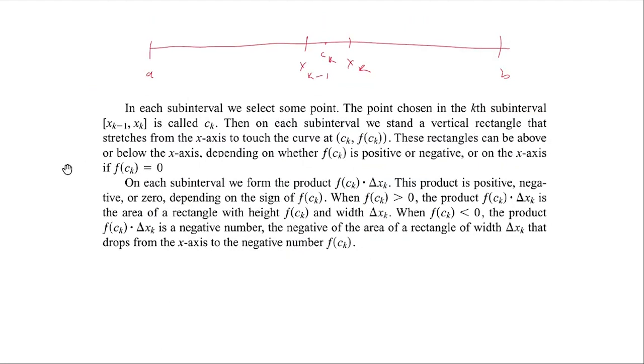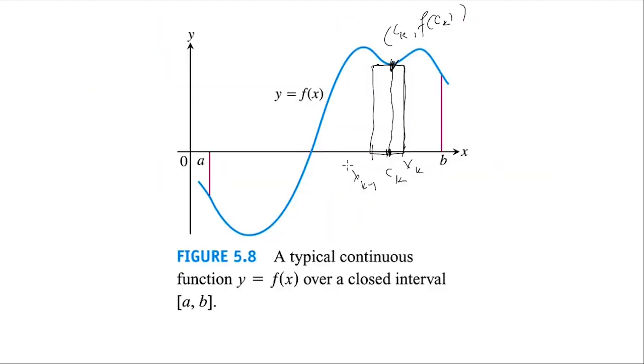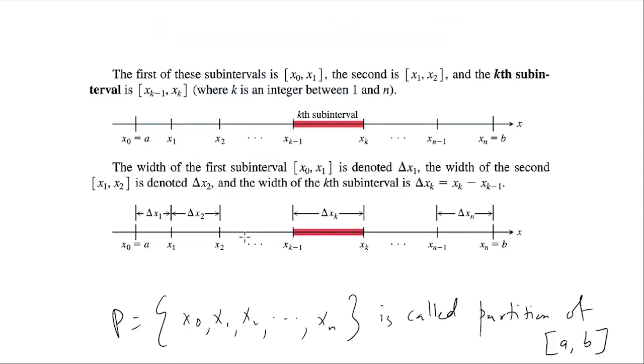These rectangles can be above or below the x-axis depending on the curve, and if it's above the x-axis, that means the value of the function at ck is positive. If it's below the x-axis, the value of the function at ck is negative. And if it's on the x-axis, the value of the function at ck would be 0. So if it's above the x-axis, the product of the value of the function and the width gives us the area of that rectangle. The product of the value of the function at ck, which is this height, times the width, which is del xk, gives us the area. But if it's below the x-axis, that actually gives us the negative of the area.